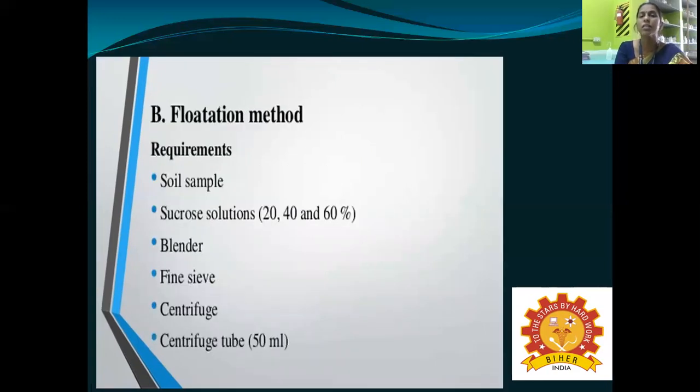Then the next thing is the flotation method. The first one is the sieving method, and the second one is the flotation method. In this method you take the soil sample and use sucrose solution with different concentrations of 20, 40 and 60%, then a blender, a fine sieve, and a centrifuge tube. You have to centrifuge it and collect it.